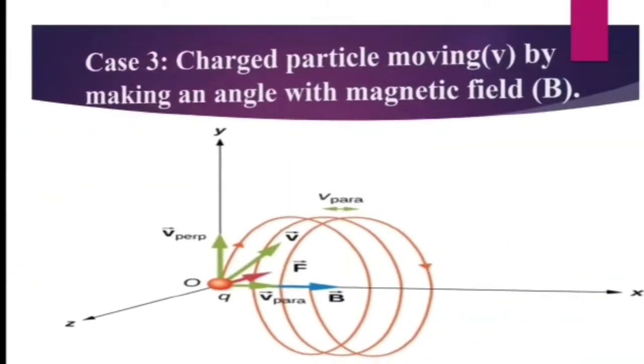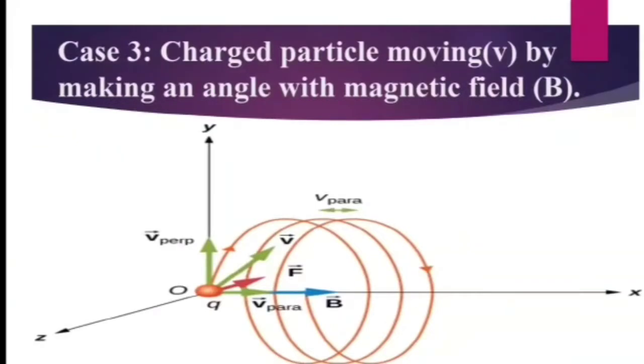Now in the third case, the charged particle is moving by making an angle with the magnetic field. We have already learned how the particle behaves when it is parallel to the field, and how it behaves when it is perpendicular to the field. Now if our charged particle is moving by making an angle with the field, here you can see that we have taken the field along the x-axis and our particle is making an angle with the x-axis.